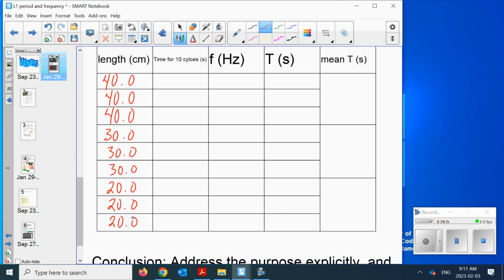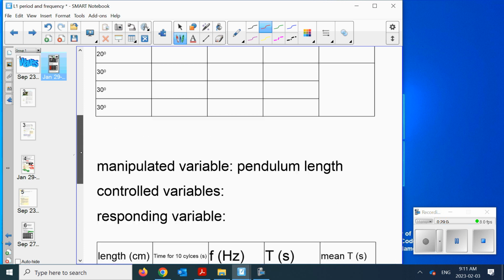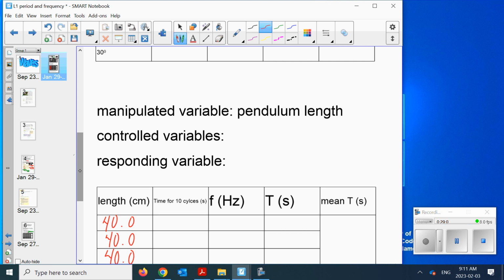So what do we have to keep the same? I think you got this, 40s and 20s. So what we're controlling in this case is the other two variables: one stopper, the mass we're controlling, and angle. We used 20 degrees in the first one. Would you keep it 20 degrees? I'm not putting 20.0 degrees on this one because I know it's really hard to measure that angle. It might vary between 18 and 23, give or take. And the responding variable, once again, is the period. Okay? Now, I'm going to pause the recording.